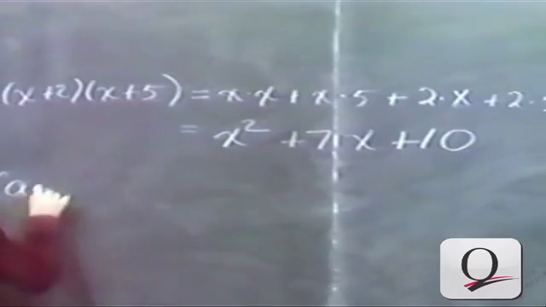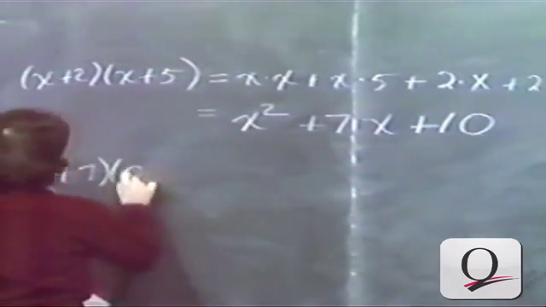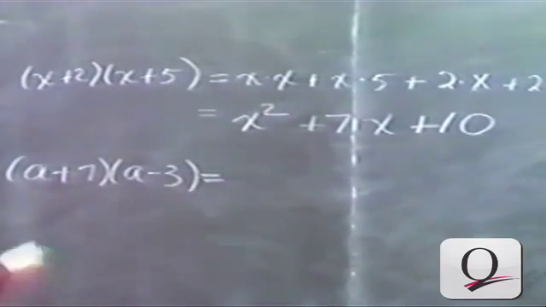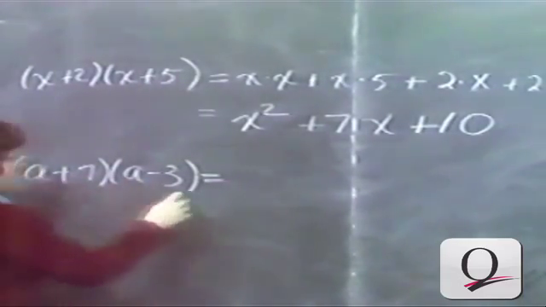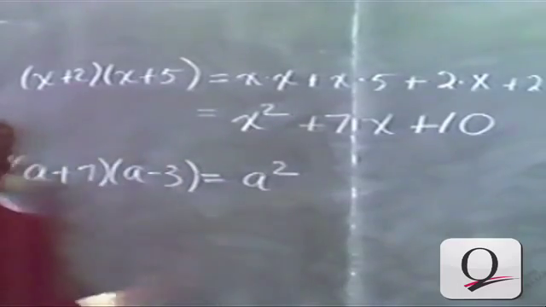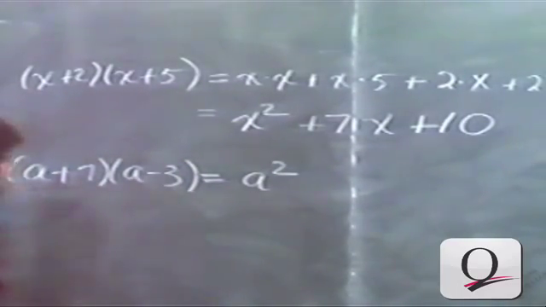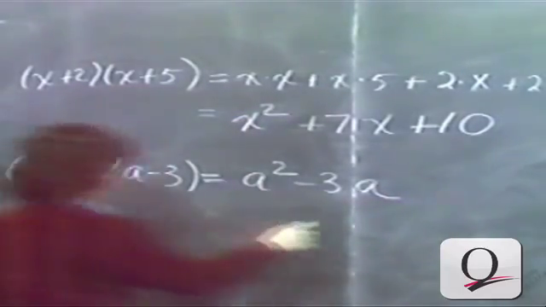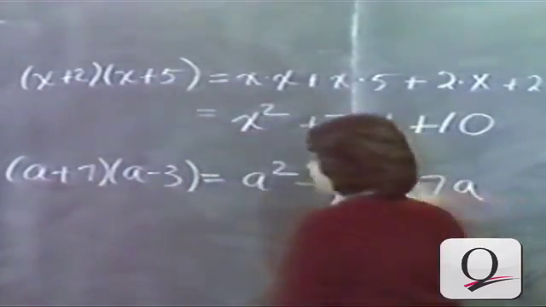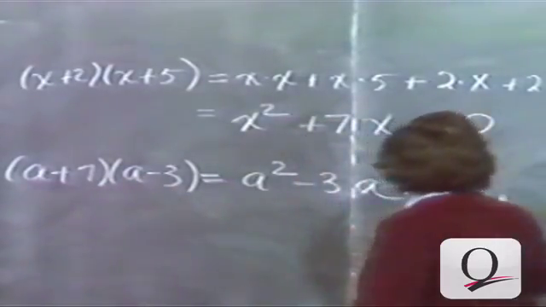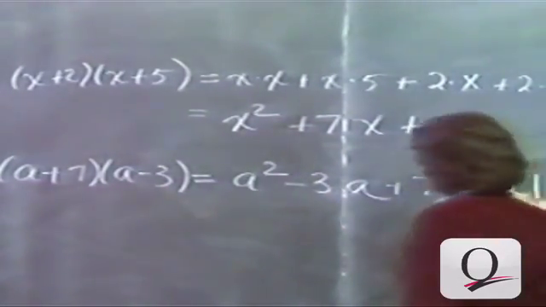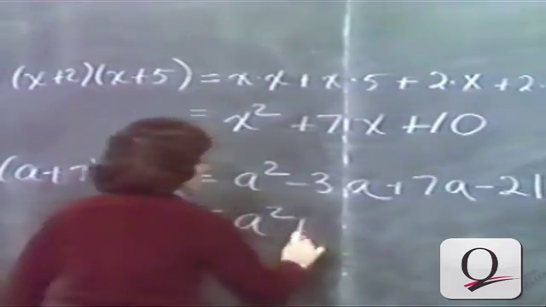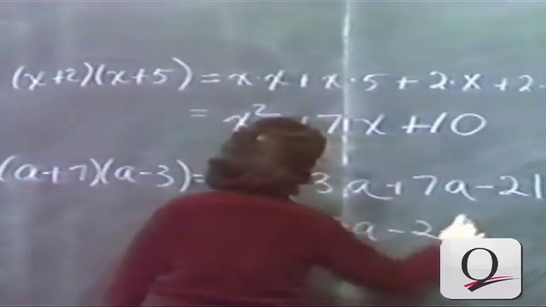Let's try another one. a plus 7 times a minus 3. First, a times a, that's a squared. Outer, a times minus 3, minus 3a. Inner, 7 times a for 7a. And last, 7 times minus 3 for minus 21, giving us a final answer of a squared plus 4a minus 21.